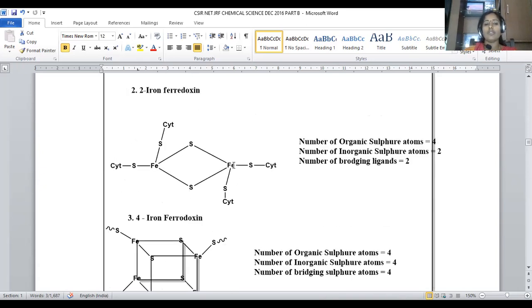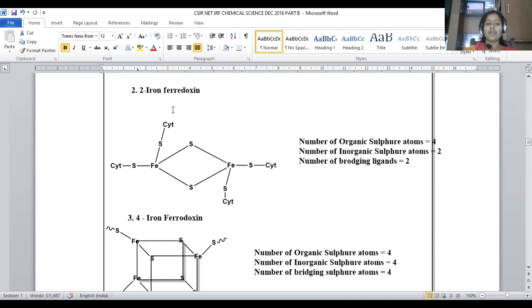Let us go with 2-iron ferredoxin. When 2-iron ferredoxin is taken, it is a kind of ferredoxin system. 2 iron metals will be bridged by 2 sulfur atoms, and 2 more terminal sulfur atoms per each iron will be there. These terminal sulfurs are bonded with cysteine protein bases, and in between we have bridging sulfur atoms. These sulfurs are purely linked with metal and metal, right? That's why these two are considered as inorganic sulfur atoms.